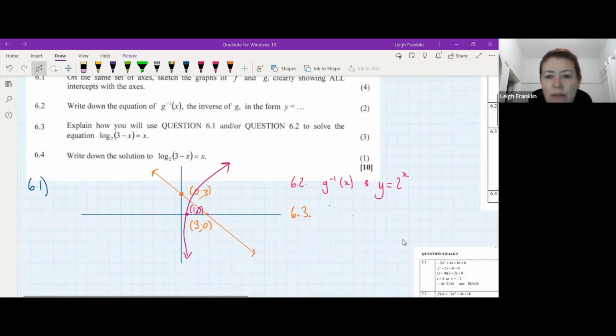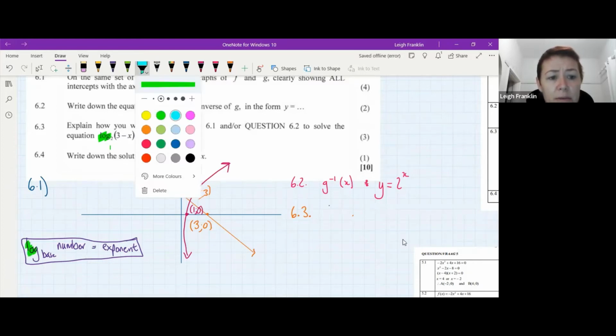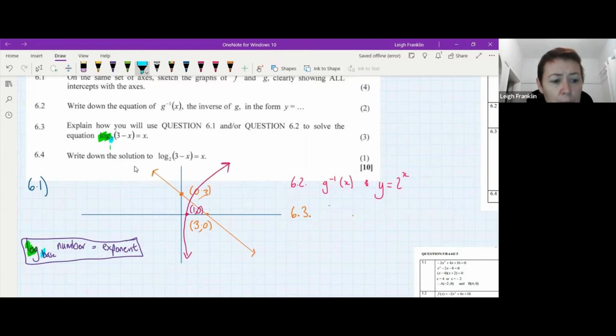Remember the last time we were together, I had written this down for you guys, okay? And I'd said to you, log base number equals exponent. Do you remember that? Okay, and I said to you, make sure that you learn this, because this is what's coming up. If you have a look at log base 2 of (3 minus x) equals x, this is exactly what they've given you. So there's the word log. There's your base. Let's do that in a different color. So your base is 2.